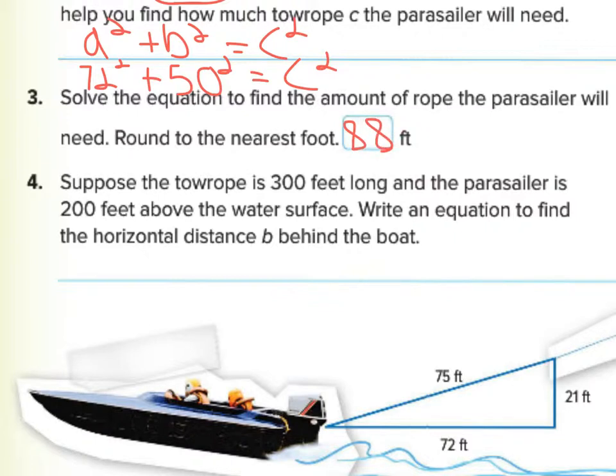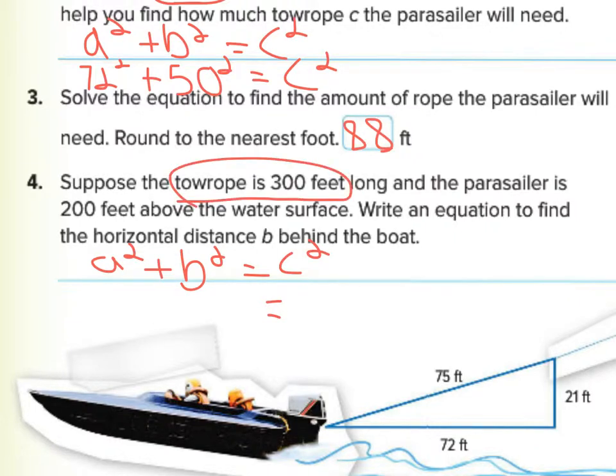feet. Let's try number 4. Suppose the tow rope is 300 feet long and the parasailer is 200 feet above the water surface. Write an equation to find the horizontal distance b of the boat. Well, we would need, again, our a squared plus b squared equals c squared, right? And we know that 300 feet long would be our hypotenuse. Suppose the tow rope is 300 feet. So we have 300 squared there.